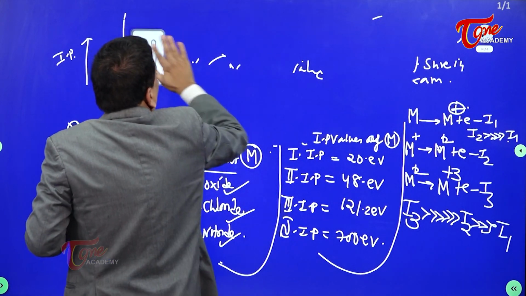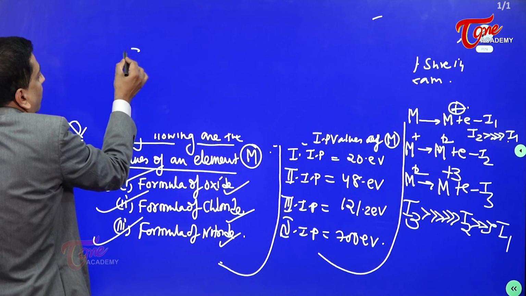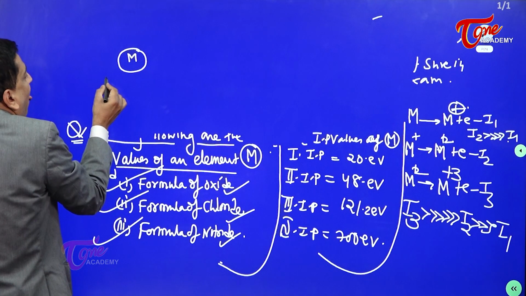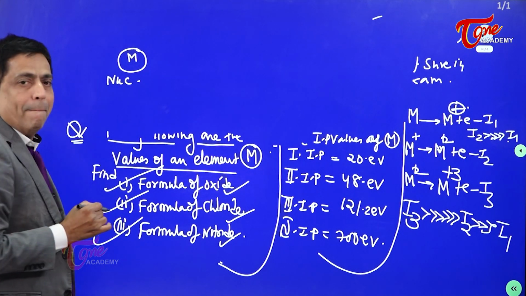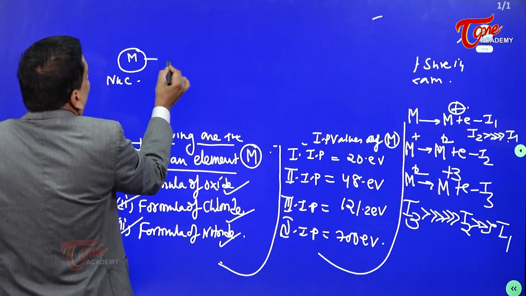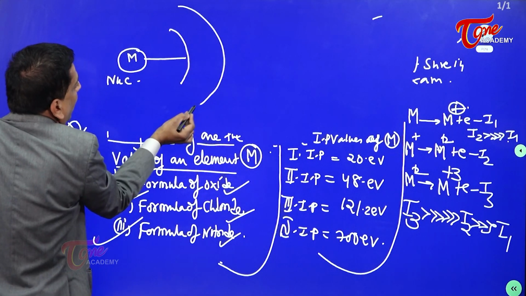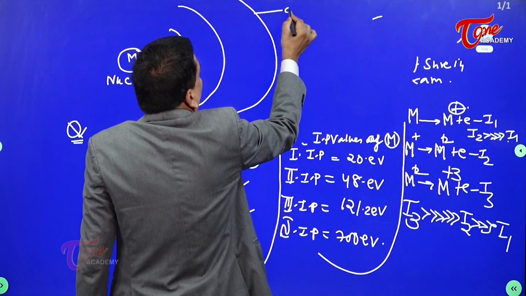You must understand. Let us see this. This is the nucleus of a metal M. This is the first shell. This is the second shell, assume. And this is the third shell. And this is the outer shell, let us say.